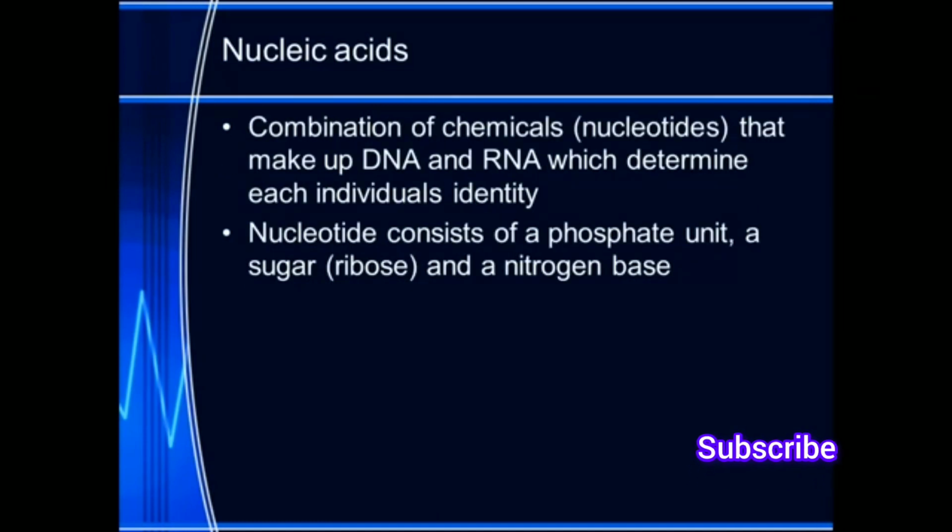Nucleic acids are a combination of chemicals that are essential for the structural formation of that which we've heard about so much in different TV shows and the rest, which is DNA and RNA. Nucleotides make up DNA and RNA, and they determine an individual's identity. A nucleotide consists of a phosphate unit, a sugar in the form of ribose, and a nitrogen base. In your text, they detail the names of the nitrogen bases.